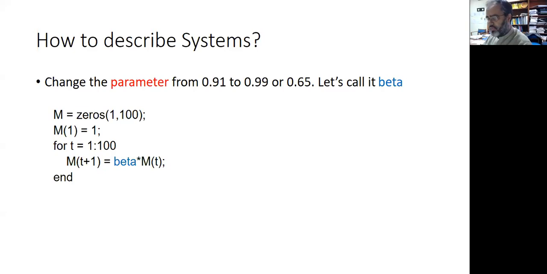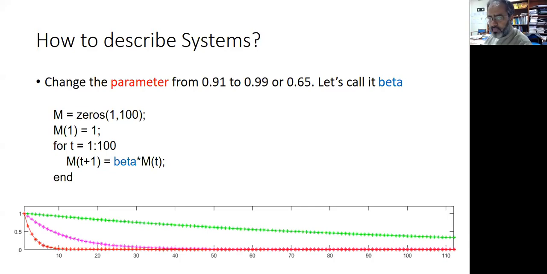What I've done now is that I have plotted all three. I have taken 0.91 and plotted it. That was the previous one, the pink one. Then I changed it to 0.99 and replotted, and changed it to 0.65 and replotted, and put them one above the other. And you can see all three sequences.